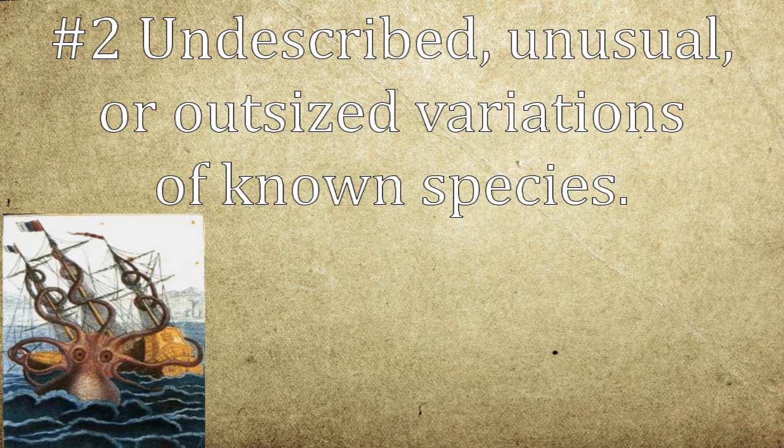Undescribed, unusual, or outsized variations of known species are the second type. These are variations of animals that we do know exist, but are very different from the typical specimen. The kraken, which is a giant squid that is claimed to grow up to 66 feet, is an example of this, as scientifically giant squids are only believed to grow up to about 43 feet long.